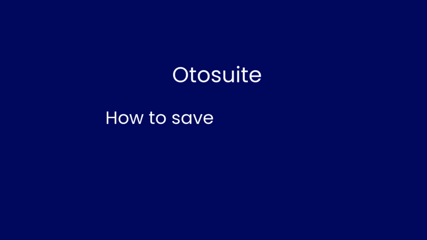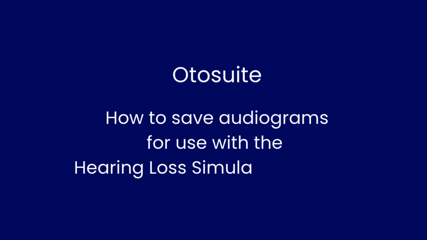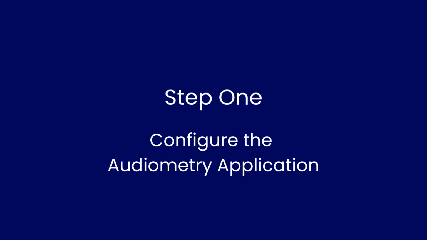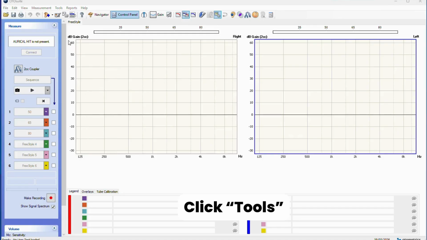Today we're going to show you how to save audiograms for use with the hearing loss simulation module in the Otosuite software. Step 1. Configure the audiometry application. Okay, so we're in the software.